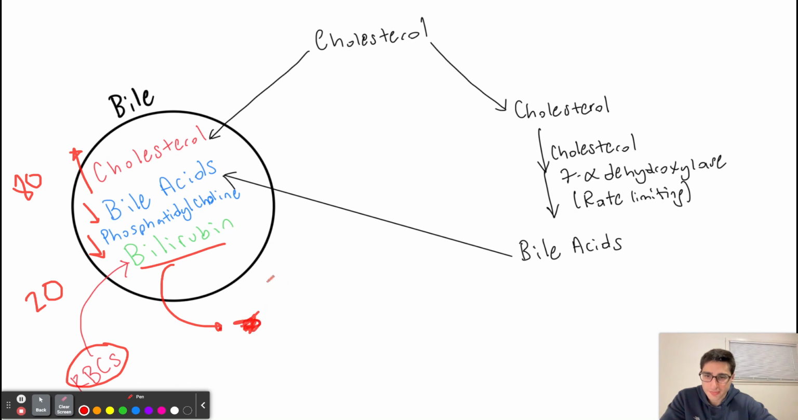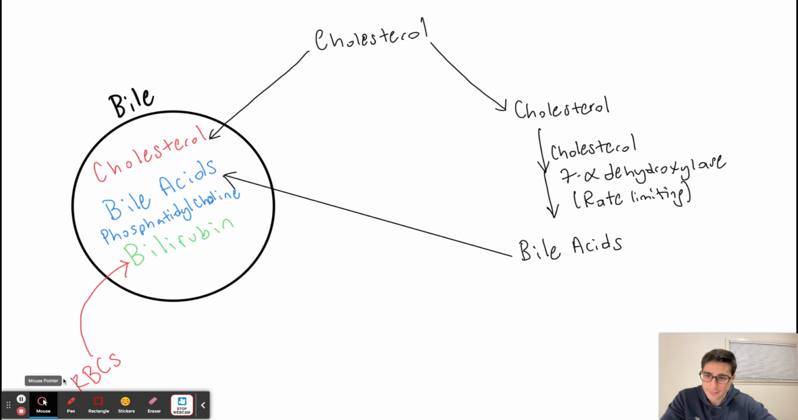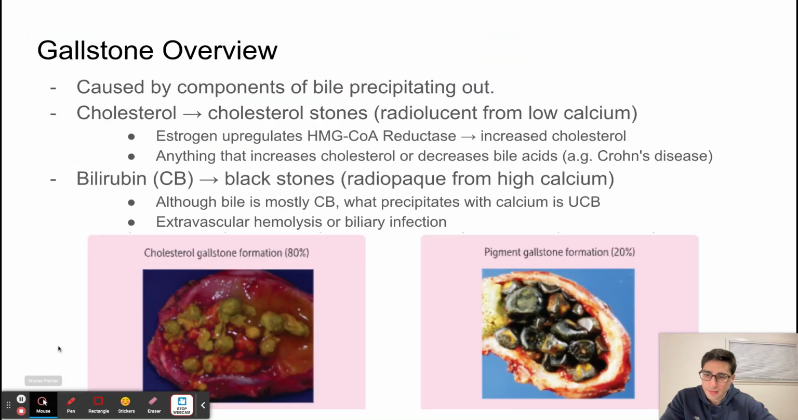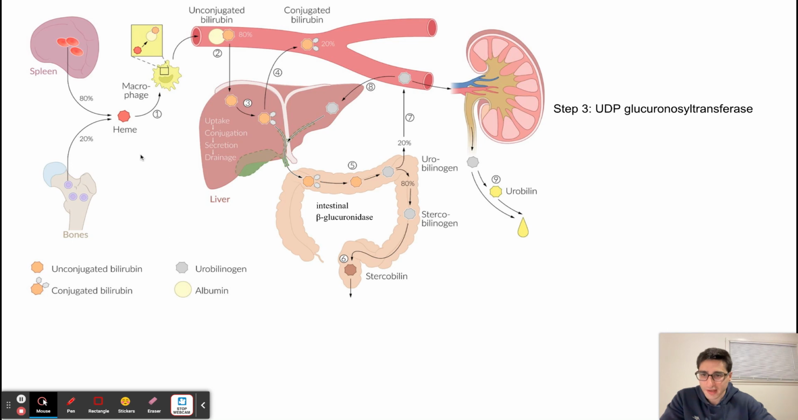Now we're going to call this pigmented stones because bilirubin is a pigment, and because unconjugated bilirubin is going to precipitate out with calcium, it is going to be radiopaque on radio imaging. Now, this was a slide where I talked about how when we break down red blood cells, we're going to get unconjugated bilirubin, and unconjugated bilirubin is going to be insoluble until it becomes conjugated in the liver with the help of the enzyme UDP glucuronosyltransferase.